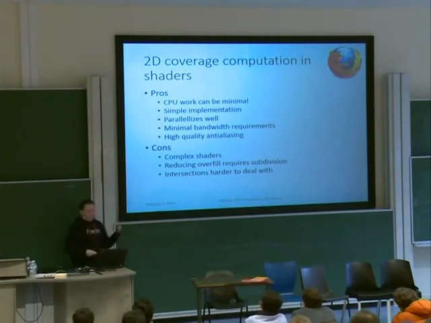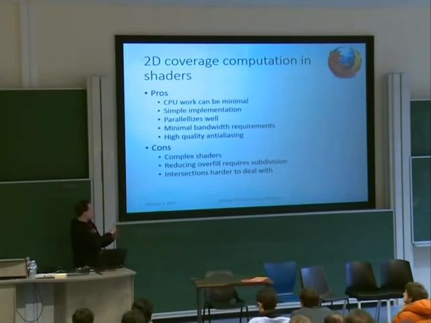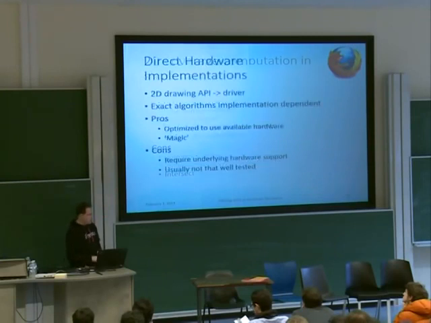The cons are that the shaders are complex, and you're running them on a lot of pixels that you are not actually filling. If you want to reduce that overfilling, you're going to have to subdivide your curves to make your triangles, your quadrilaterals, have less overlap with the non-filled area. And intersections are a little hard to do. You'll just have to take that from me.